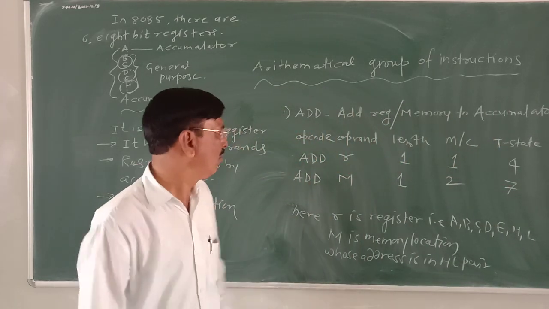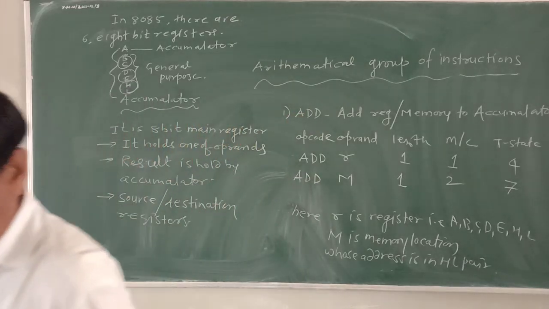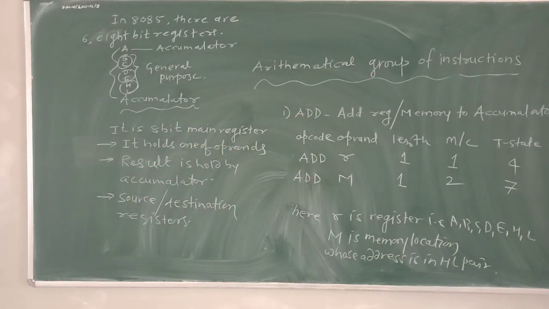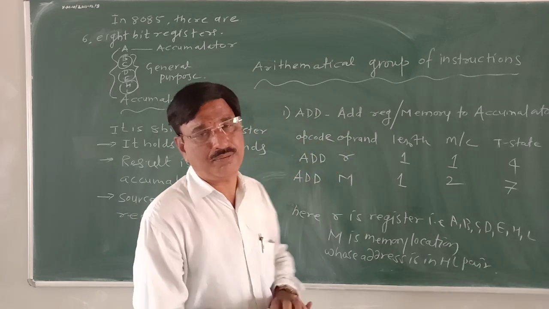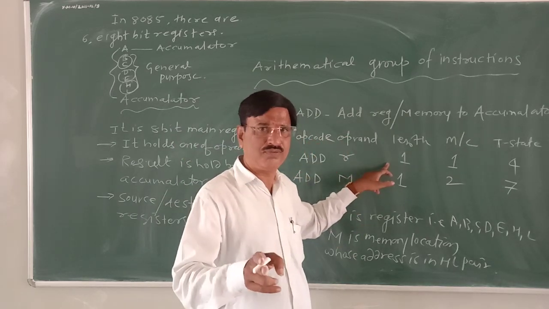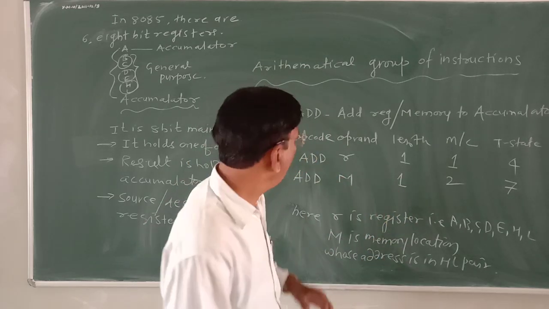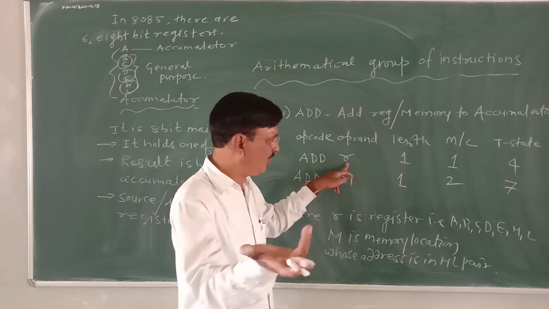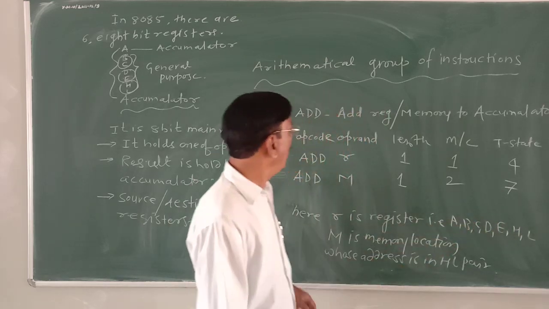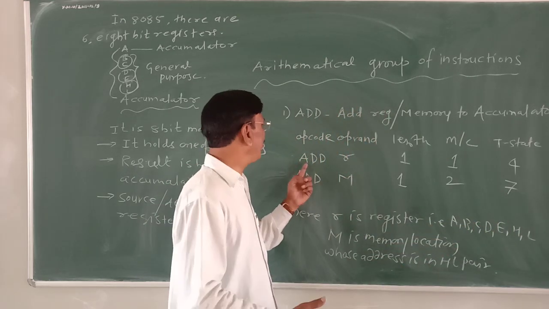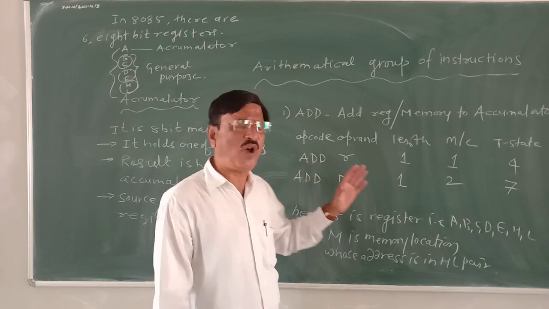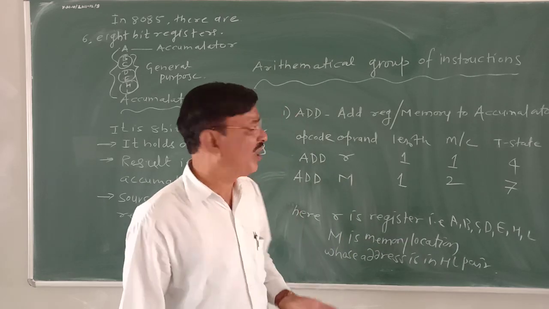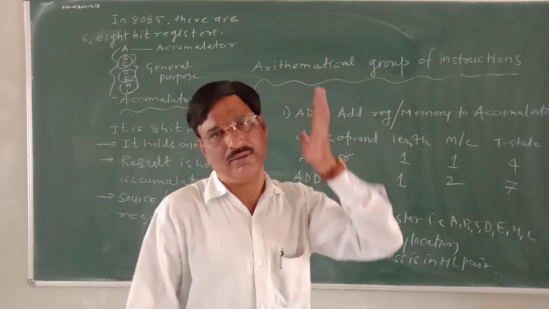So this is the ADD instruction. If a question is asked in the examination, explain the instruction ADD R, how to answer? This is a one byte instruction. When this instruction is executed, the contents of a register, which may be A, B, C, D, H, L, is added with the contents of the accumulator, where the accumulator is implicit. And after executing this instruction, the result will be stored in the accumulator.